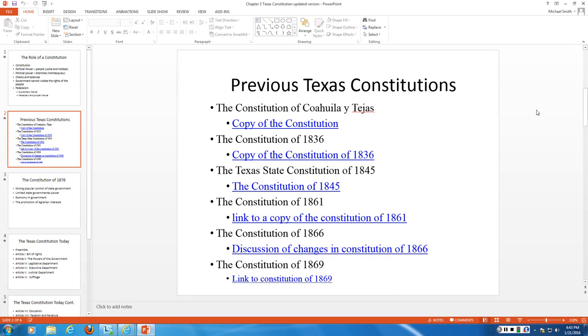So in 1872, when the Democrats regained control of state government, we elect Richard Coke as governor. We got rid of E.J. Davis. We decided we're going to rewrite the Constitution. We were going to fix what the Republicans did, what was wrong with this old Constitution.